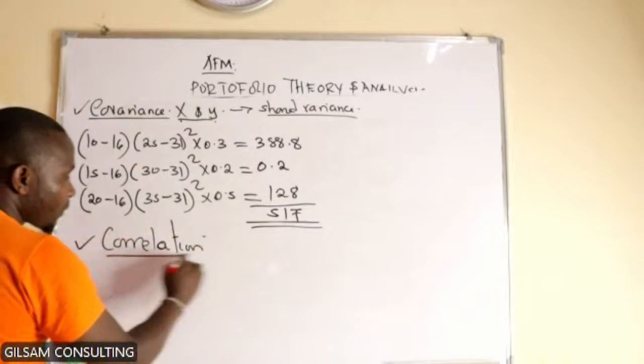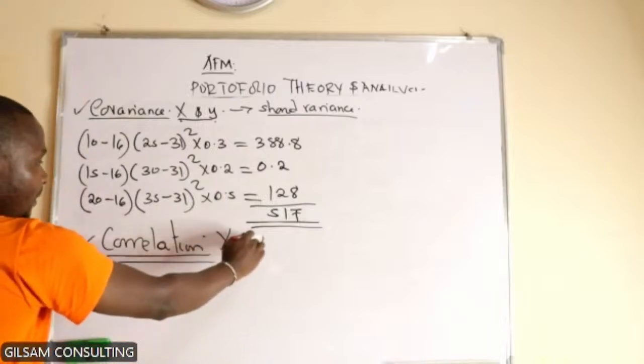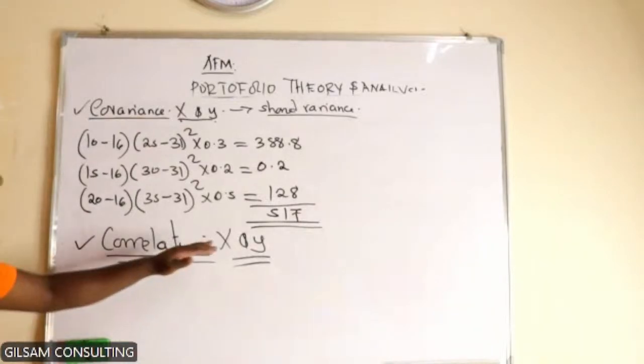Correlation. We go to the second correlation between the two projects, X and Y. So that I know needs to move to the next step. So how do we get the correlation?